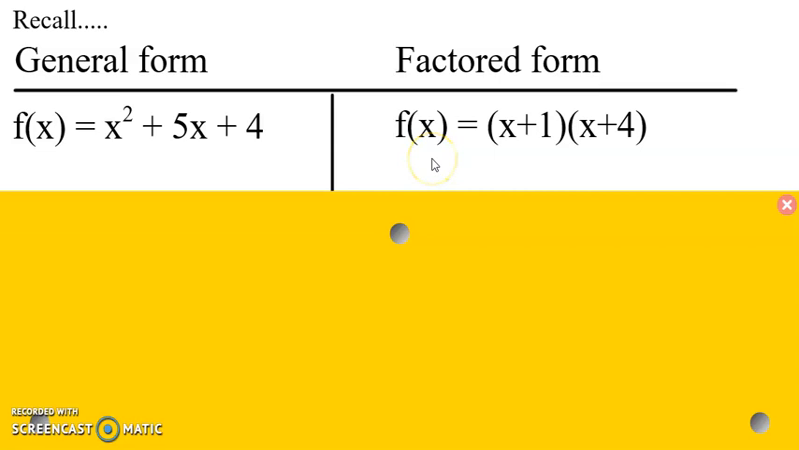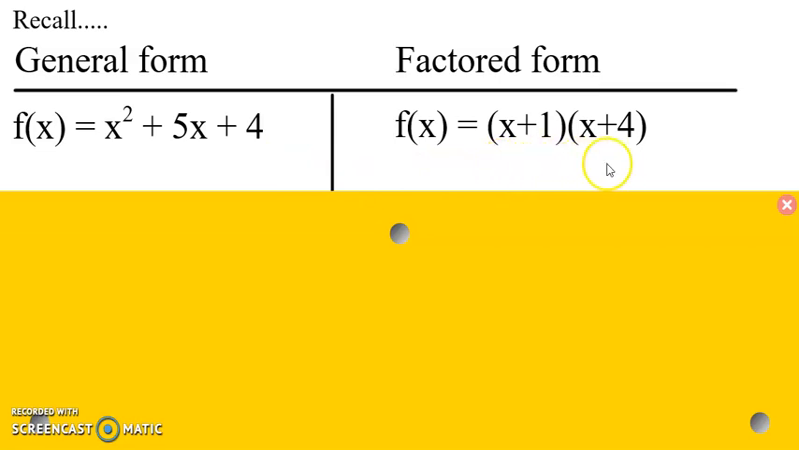So this is that ax squared plus bx plus c. And then if we were to factor that, our factored form would look like this, where we've got a factor of x plus 1 and a factor of x plus 4, because 1 times 4 is 4, and 1 plus 4 gives us 5. So these two equations both represent the same graph, but they tell us something different about the graph. Recall the general form gives us the y-intercept with our c value here. So this tells us that it has a y-intercept of 4.